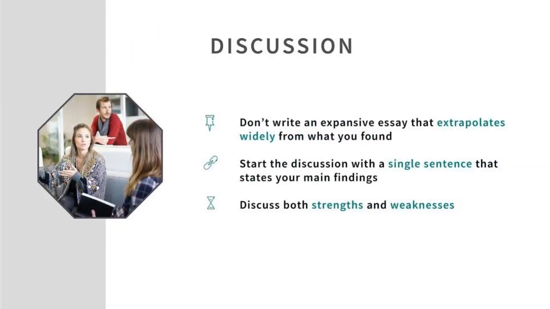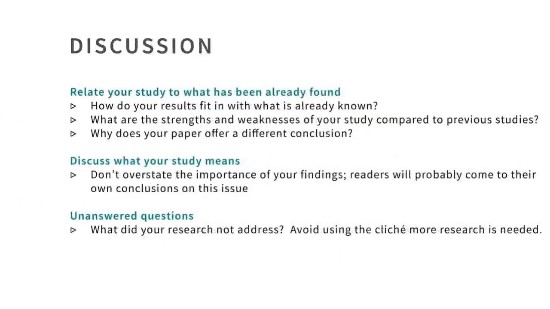Do not write an expansive essay. Keep it simple. Keep it concise. Start the discussion with a single sentence that states your main findings, what's the main outcome of the study, and talk about your strengths as well as your weaknesses. Again, this is a great trick to make sure your paper has the maximum chance of getting through peer review. Peer reviewers will be looking for weaknesses in your study. If you talk about them in the discussion, you show that you're aware of the shortcomings of your work, and this means that other people can't point them out in review. You increase your chances of getting your paper successfully steered through the peer review process.